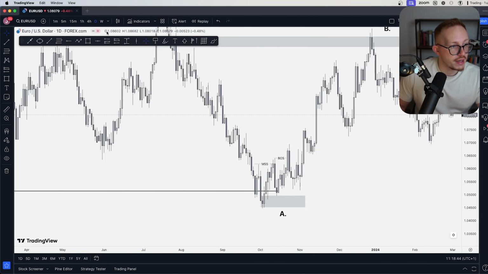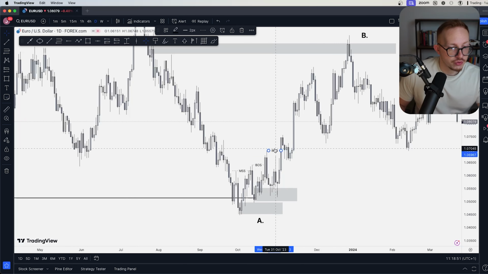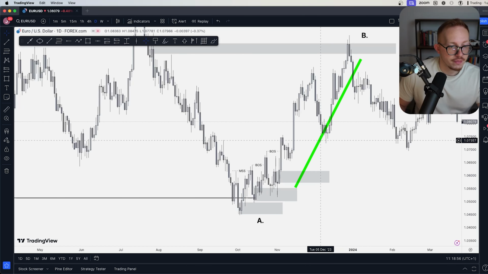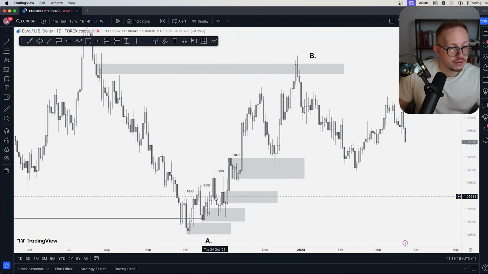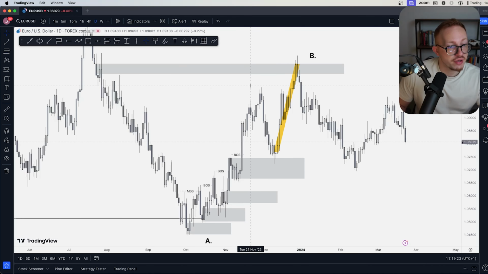Then again, what is the best place to buy? This order block down here. And we are basically repeating this process until we are all the way up there. As you can see, price always makes a deep retracement and then goes up higher to break the previous high, going further towards the goal of reaching point B.